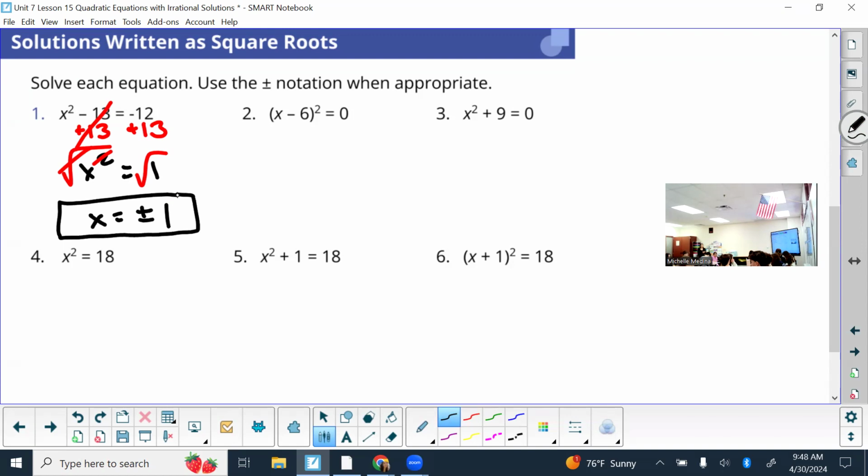All right, try the next 5. Always start with what's farther from the x, and to cancel it out, you have to do the opposite. Do that, I'll give you 4 minutes.